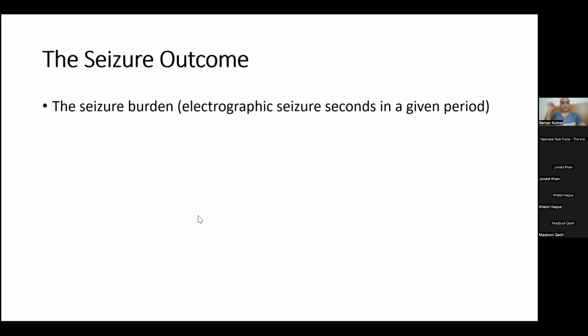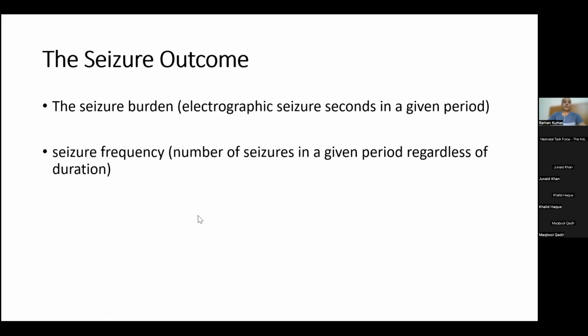So, the seizure outcome based on EEG, what do we see basically? The seizure burden is this: suppose I do an EEG for 1 hour, and in that hour I see only 10 seconds of abnormal activity. This is the seizure burden, the electrographic seizure seconds. In an EEG, I find 10 seconds of this.